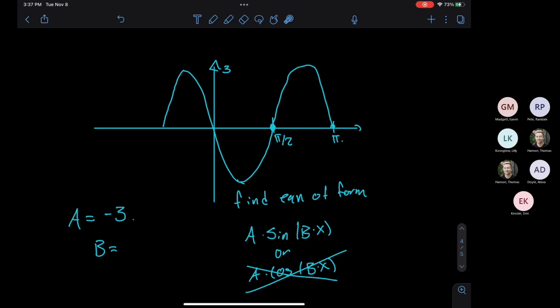2. Yeah, good. 2, because I need to have a horizontal shrink by a factor of 2, because the period is half of what it used to be, which means that we need a horizontal shrink by a factor of 2. So that's how I get A, and that's how I get B. That's how I decide that it's sine and not cosine. That's a great problem. Any questions on this one?